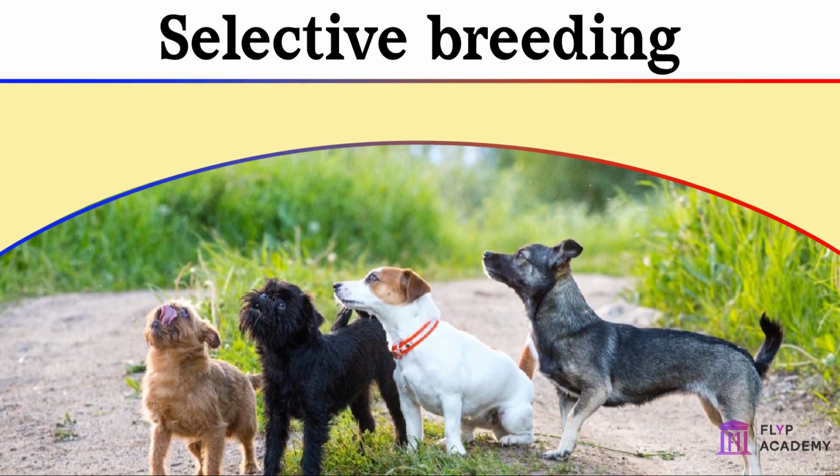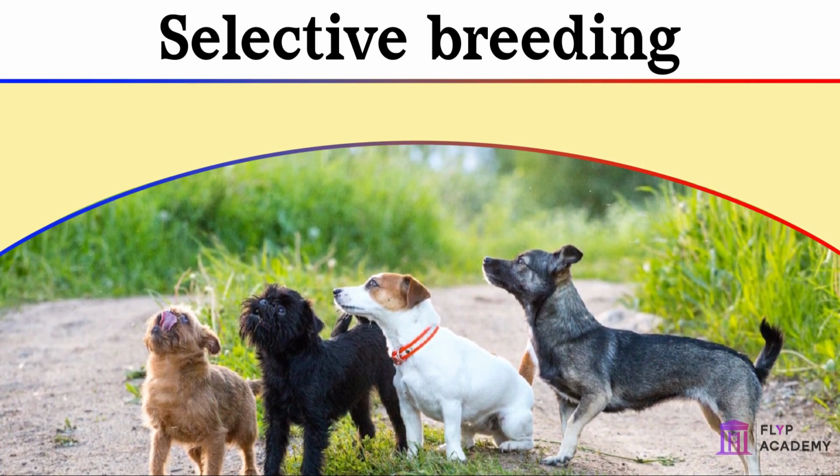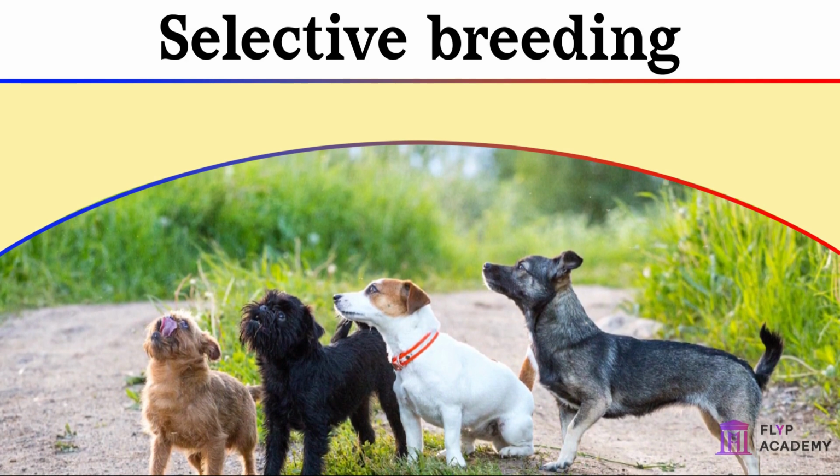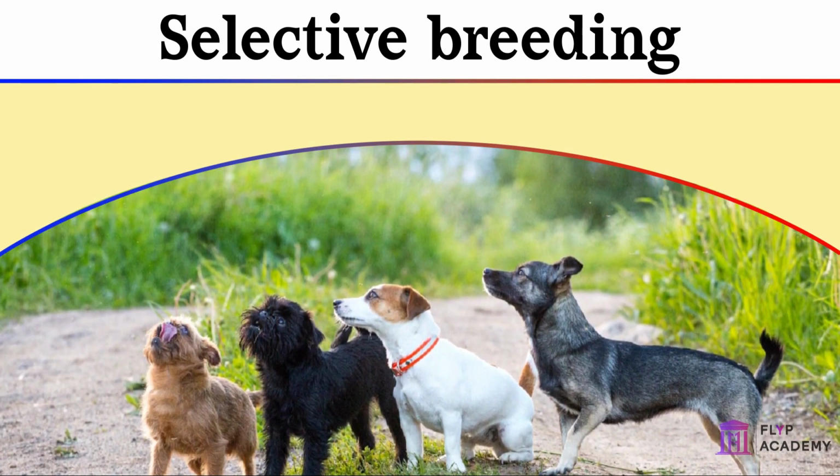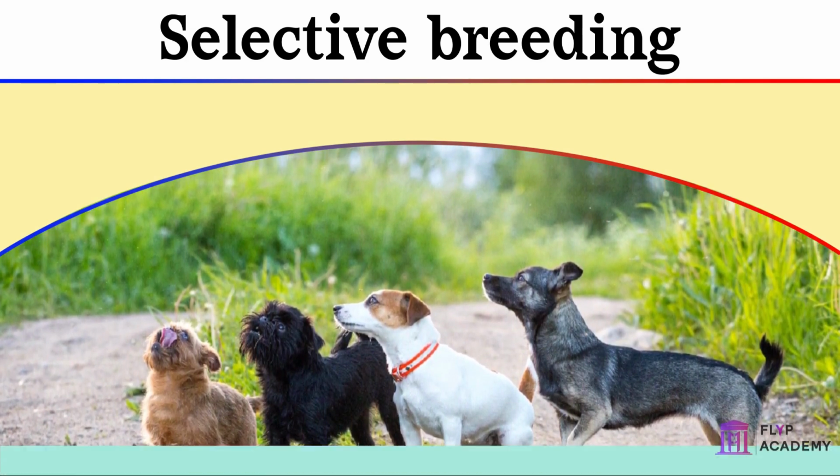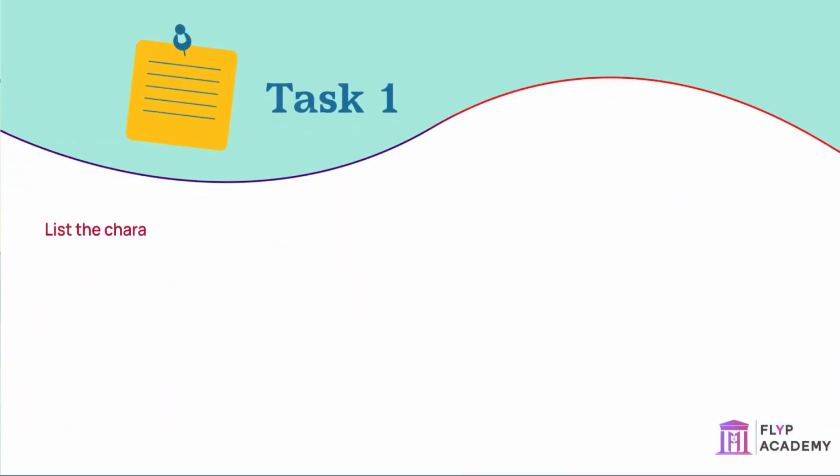Domestic animals can be bred for characteristics that make them good pets, for example, short fur, different colours, or not causing allergies. Task: list the characteristics in dogs that could be seen as desirable.